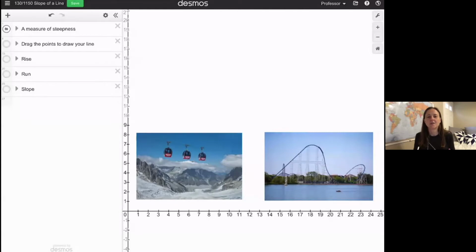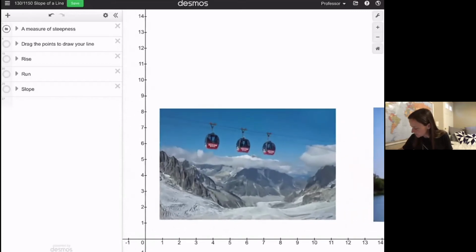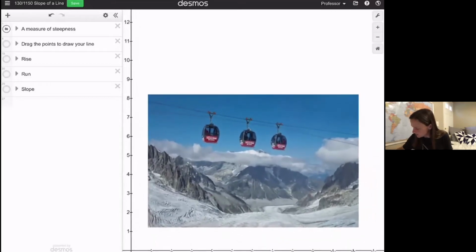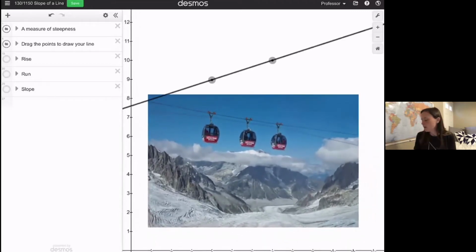All right, so we're going to talk about steepness today. So we can recognize, looking at these pictures of these two rides, that the difference between these two rides is not necessarily how high up you are, but how steep these rides are. So I'm going to zoom in on this gondola here, and I'm going to turn on a line. You might remember from high school that slope is rise over run. So I'm going to turn on the rise and the run of this line.